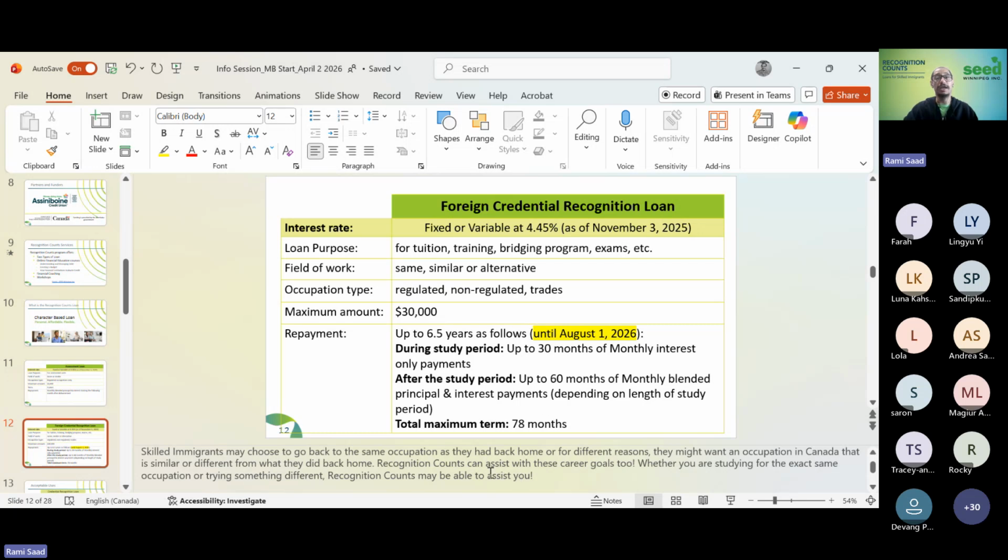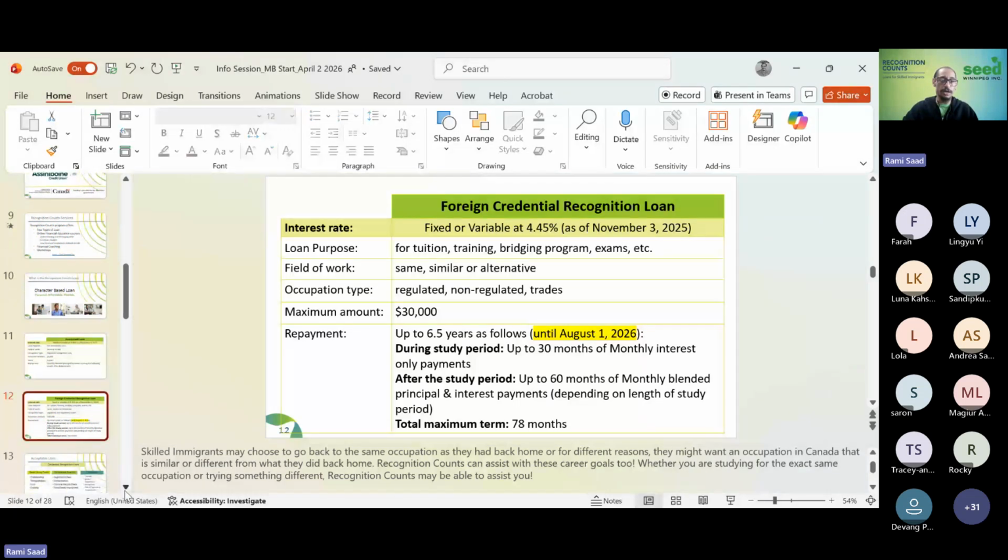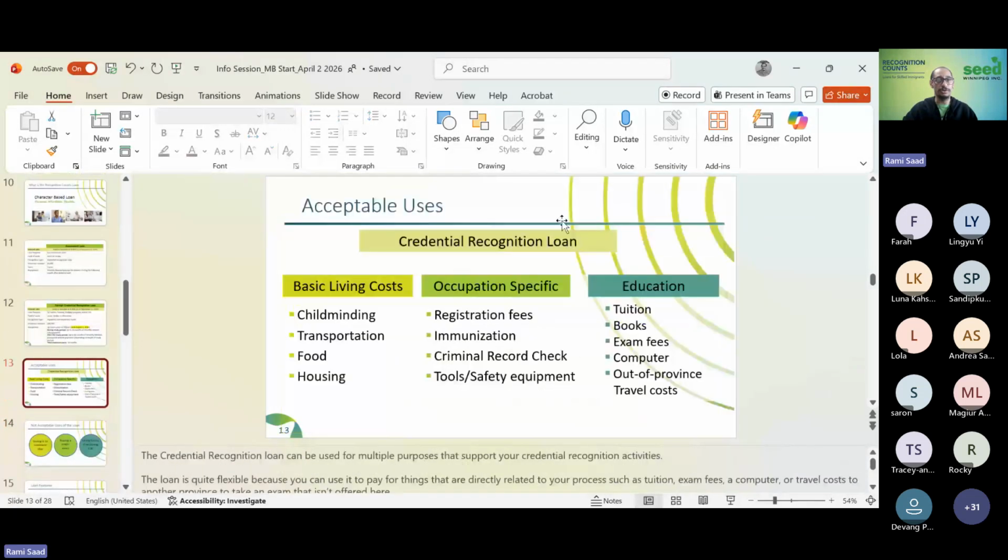So this is why it's up to 6.5 years until August. After August 1st, the 6.5 years are going to go less, so it will probably be 6 years. That is why I always tell people, if you are interested in having the loan, start now if possible. Okay, what are the features of the loan?